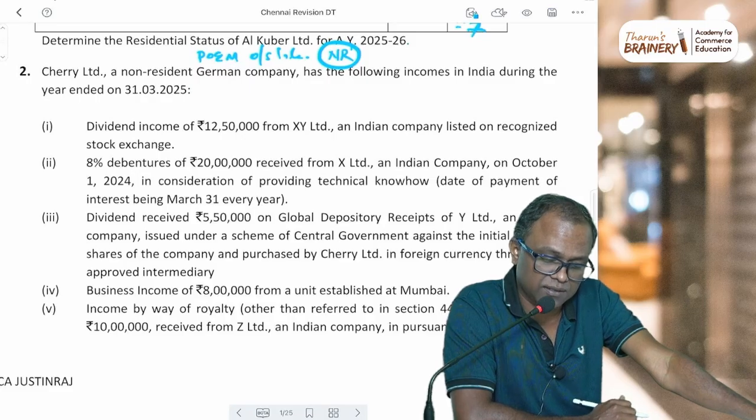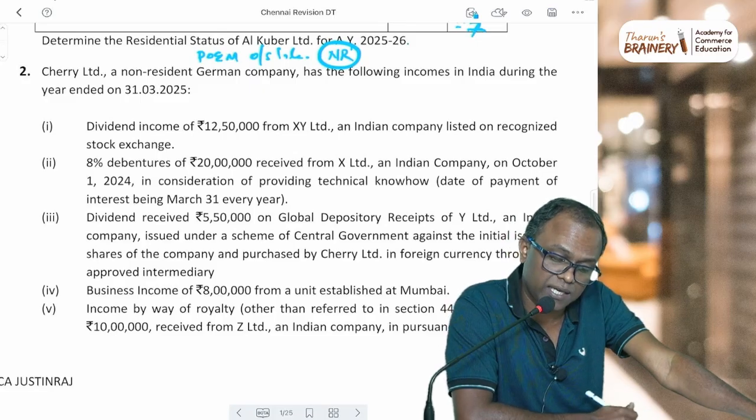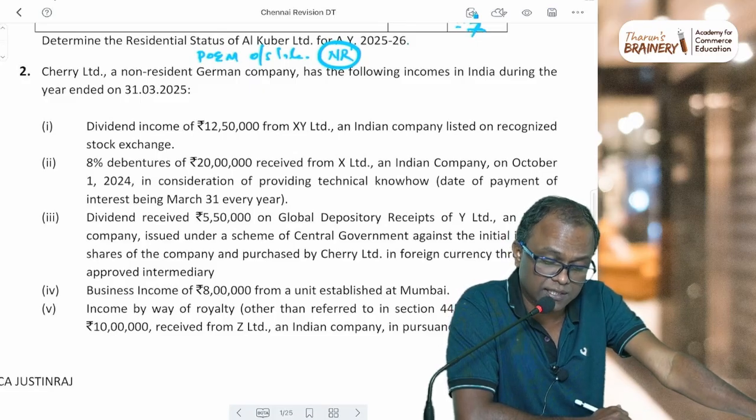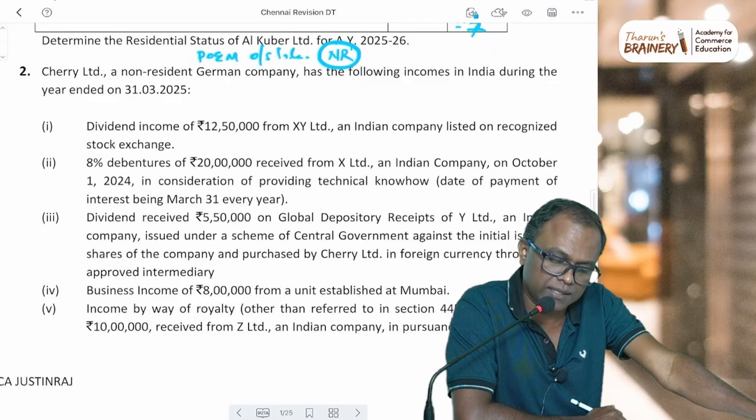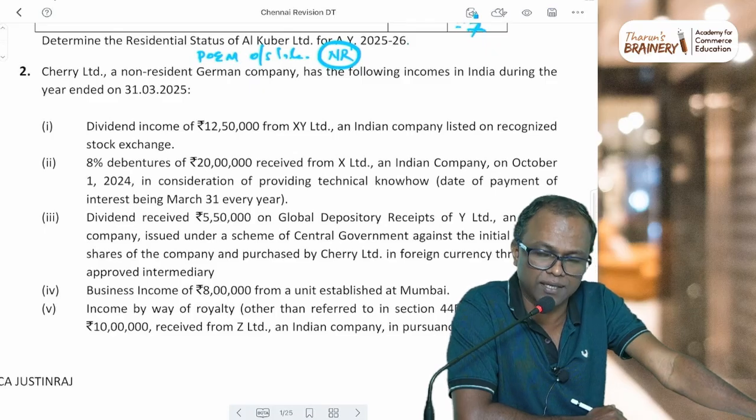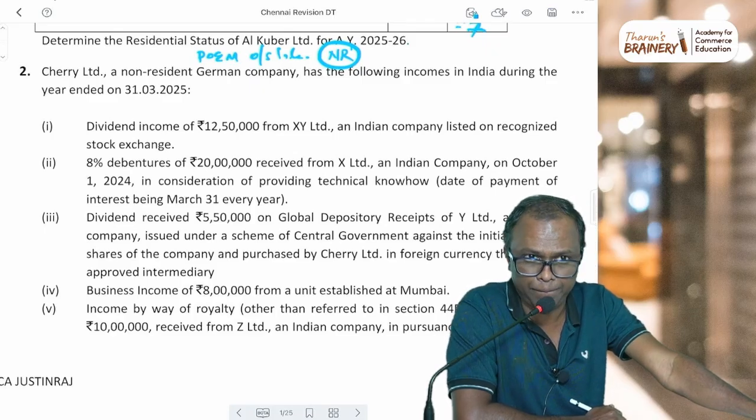So we can say that two views are possible. The primary view: there is no agreement between the Indian entity and the foreign company. So it will be treated as a general category, and the normal rate applicable to that company will be taxable. Or if you take an assumption, you can put a note: it is assumed that there is a specific agreement between X Limited and Cherry Limited for providing this technical know-how, and that agreement is approved by central government, or that agreement is as per industrial policy. Then you can take 115A.